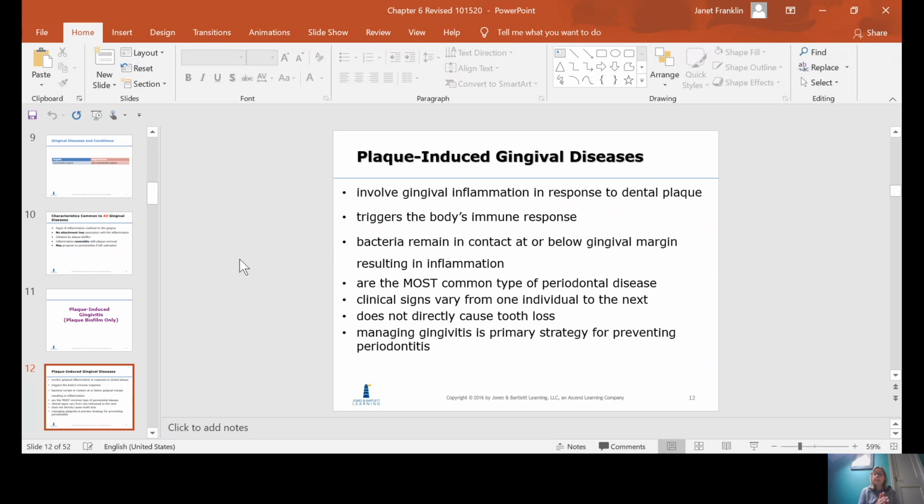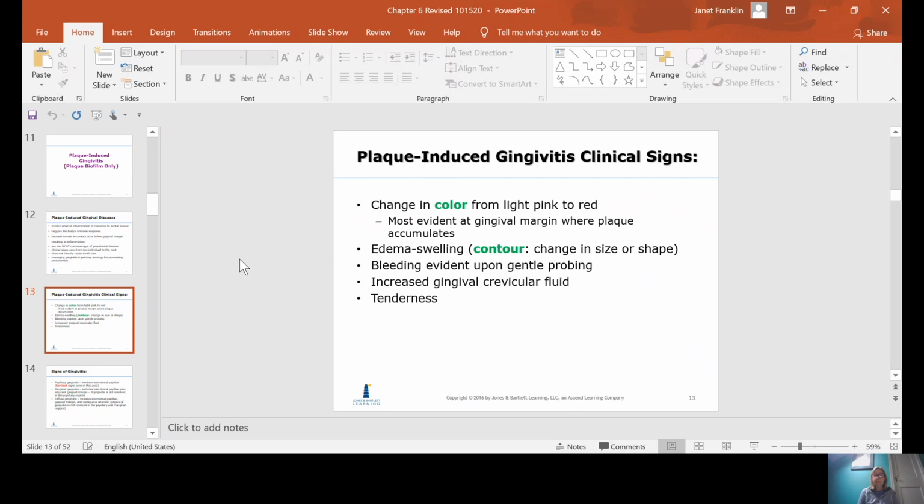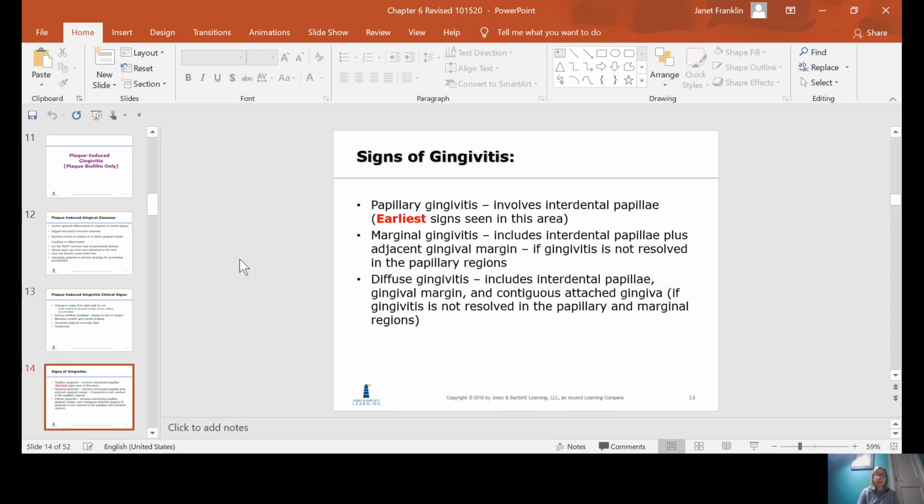This gingivitis can go on short-term or long-term, and it may not ever progress to periodontitis, but it can. You're going to see changes in the color and the contour. You're going to have bleeding on probing. There's increased gingival crevicular fluid, something you don't see, but that's happening inside the sulcus, and they may have some tenderness when you're probing. The base of the sulcus is ulcerated, and you might get some tenderness on probing.